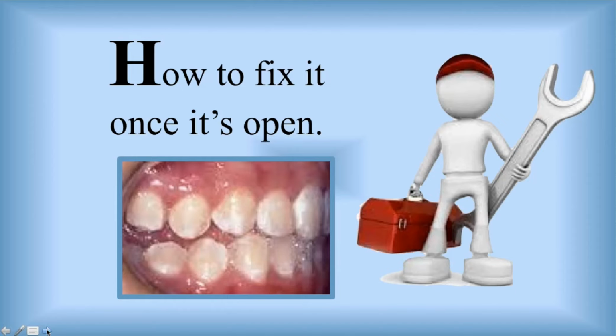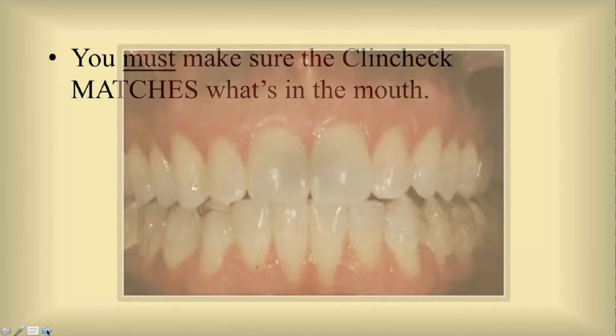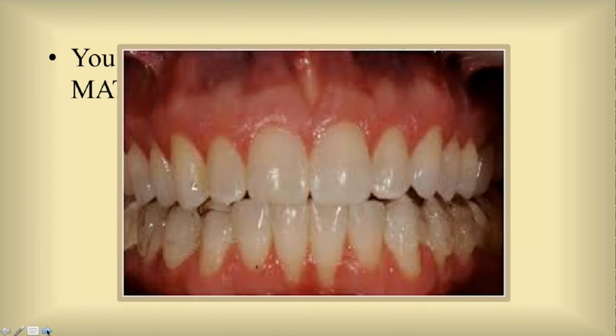For many reasons, but I'll explain some of those. But let's talk about how to fix it when it's open. There are some steps. First, you must make sure that the ClinCheck that you send in matches what's in the mouth. You must make sure of that. That means that if you have an open posterior bite, the ClinCheck must have a posterior open bite. You cannot have a ClinCheck that doesn't duplicate what you have in the mouth.